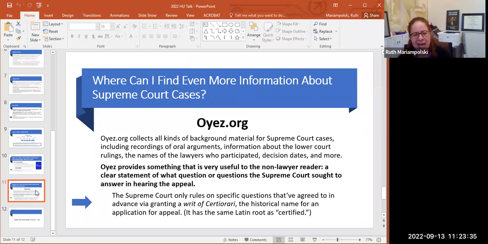It's the best organized, it's the most comprehensive. And I really want to highlight something they do that's incredibly useful, that is sometimes hard to pick out from a case if you're not experienced in reading them. They provide a clear statement of the question or questions the Supreme Court sought to answer in hearing the appeal.